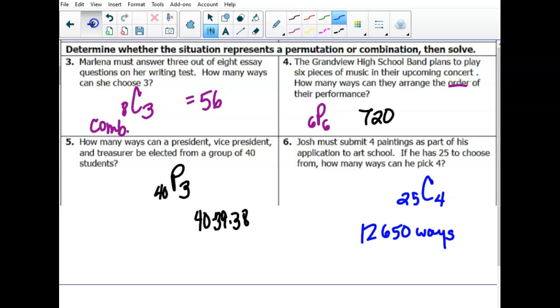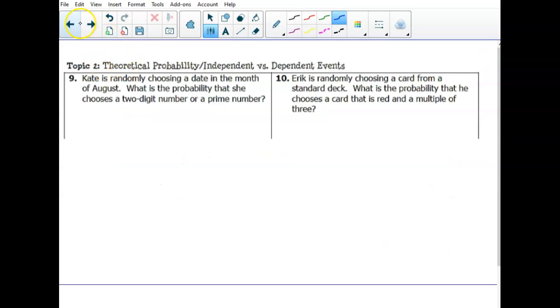All right, so that was review of permutations and combinations. The next section says choosing a date. This looks like a lot of work. Let's skip that one. We got to figure out prime numbers and stuff.